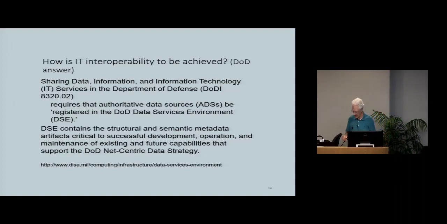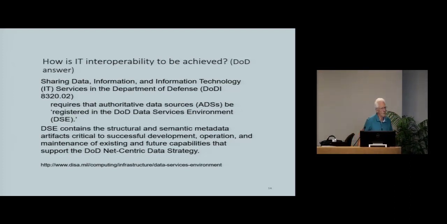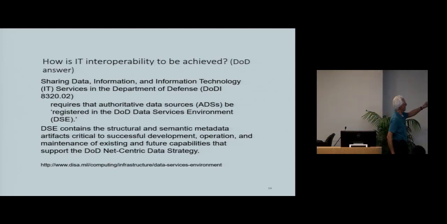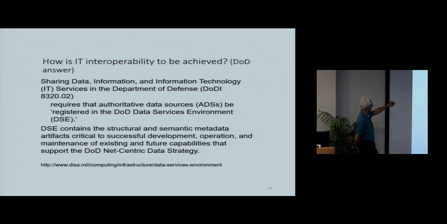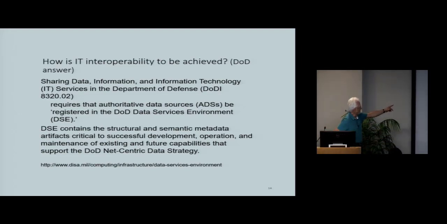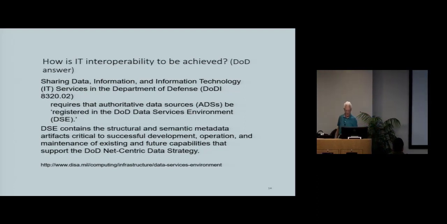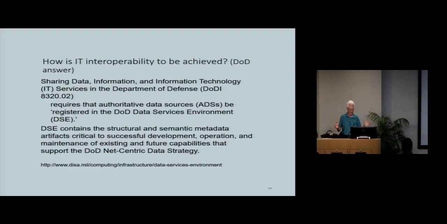So it's probably still impossible to determine on any given day how many people are working for the Department of Defense and how many of them are on holiday, because it's all collected in hundreds of different data systems which don't talk to each other. So how to solve this problem? They have an answer, which is formulated in Department of Defense instruction number 8320.02: all authoritative data sources must be registered in the DoD data services environment. This will solve the problem, they think.